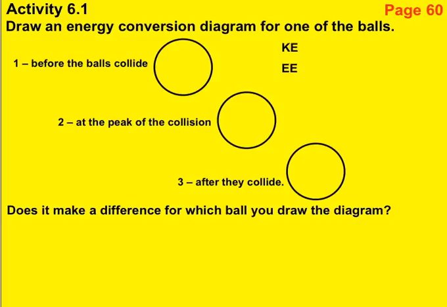So here are the circles. One, I want you to draw it for one of the balls before it collides. Draw an energy conversion diagram for one of the two steel balls at the peak of collision, and then draw for that same steel ball an energy conversion diagram after they've collided. Now, do you think it's going to make a difference which ball you draw the diagram for, the left one or the right one? Probably not. So go ahead, pause the video, and draw these energy conversion diagrams.